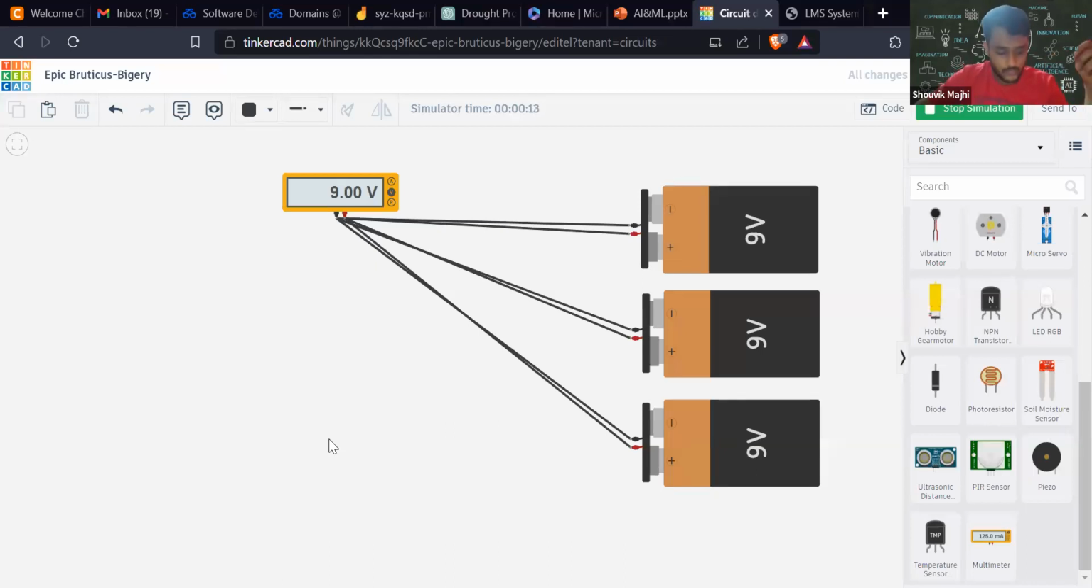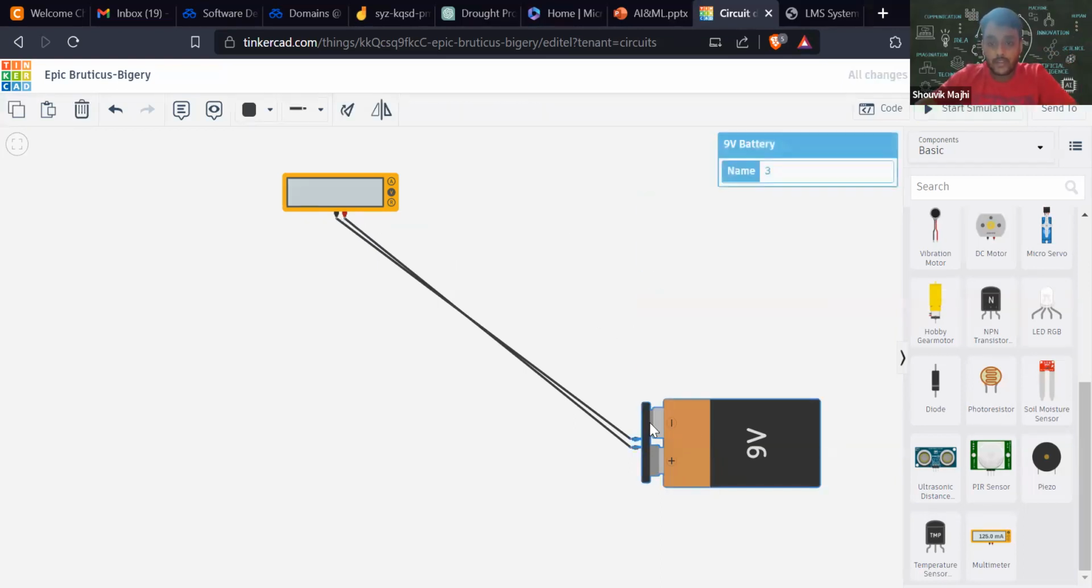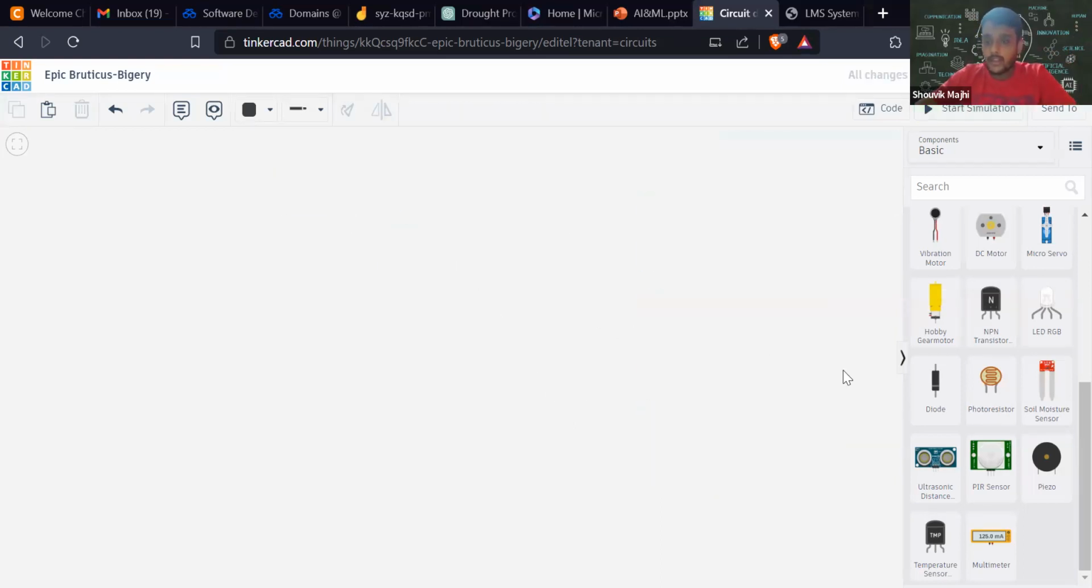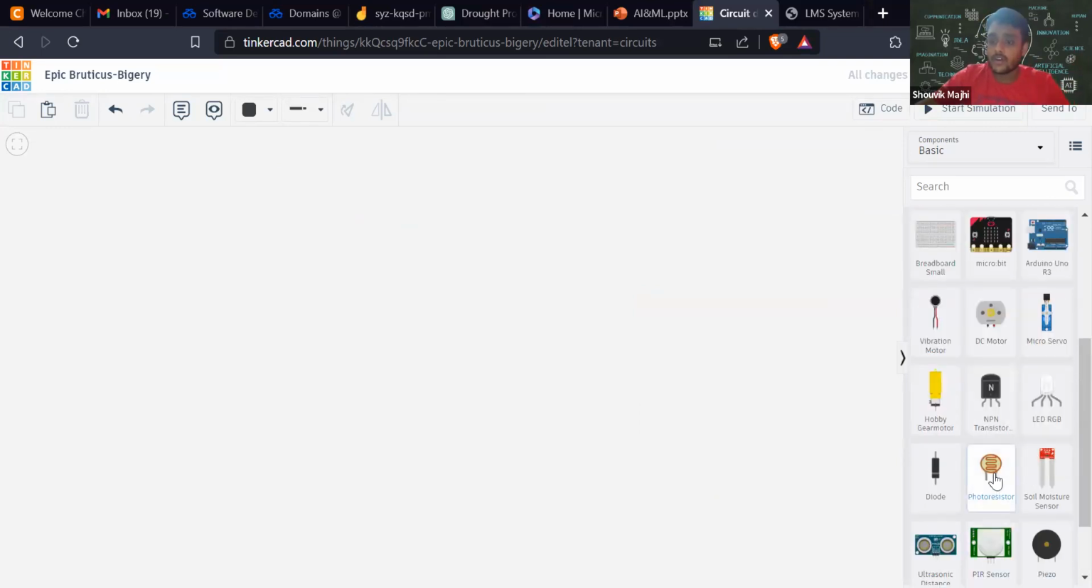So till now, let us summarize. We have learned how to work with LEDs, how to protect our LEDs, and how to connect LEDs in series and parallel. Next, we have learned how to connect our resistors in series and parallel. Now we have learned how to connect our power sources or batteries in series and parallel. So this completes the basic electronics components.